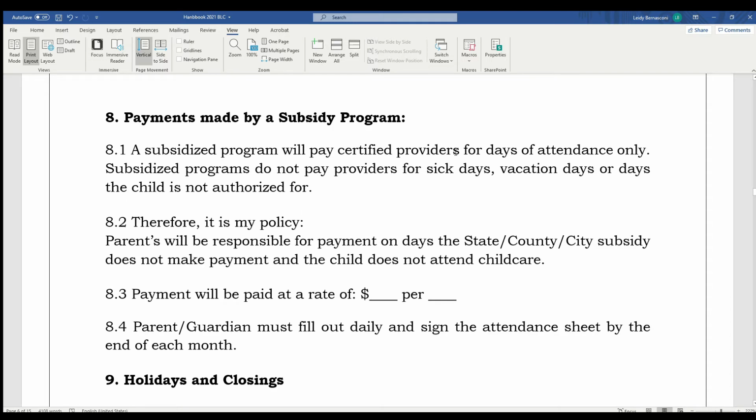Number 8, also here is a big portion just for subsidy programs. This is where I explain to the families from this program how important it is to sign in for me to get paid, and also at the same time who is responsible in case I don't get paid.